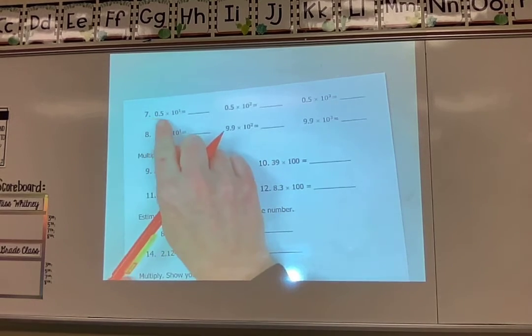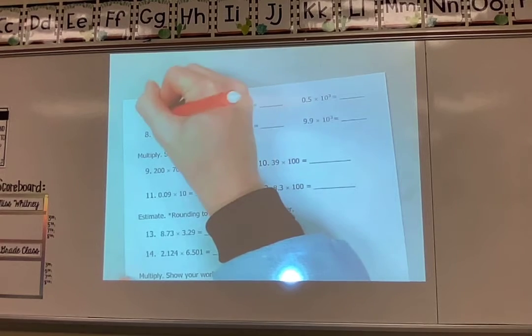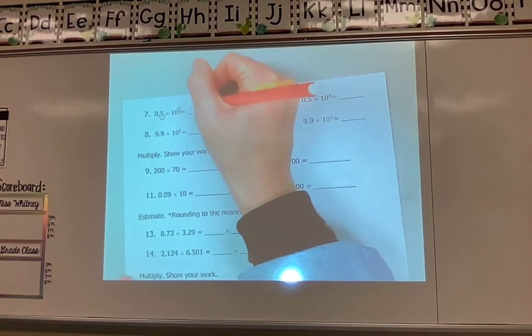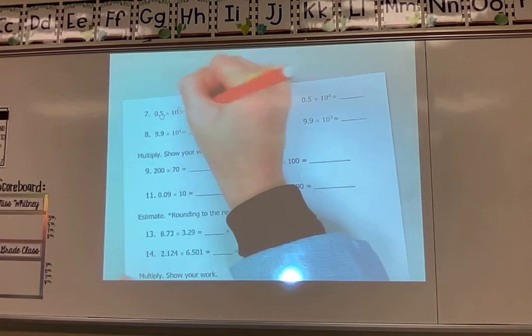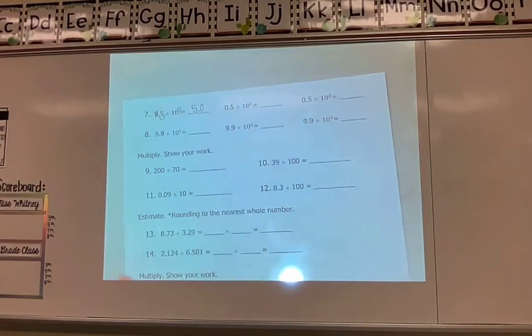So we have 0.5 times 10 to the power of 1. So 1, I'm going to move my decimal 1 spot, and I'm going to write down my answer with my new number. So 5.0. Notice, I just left this 0 off the front because I don't really need it.